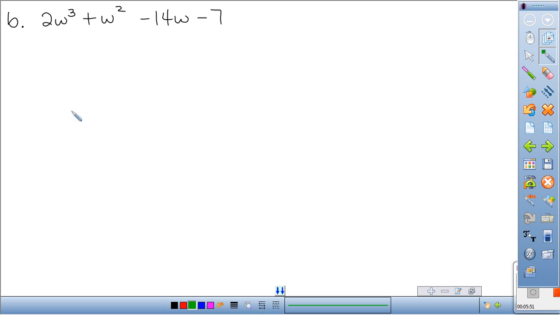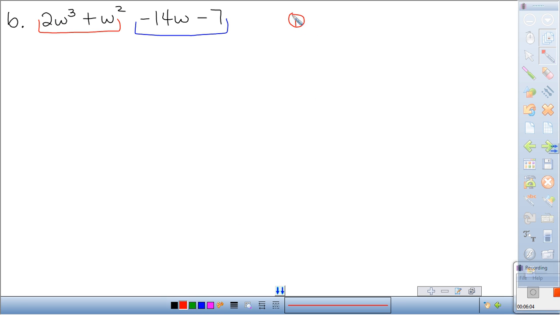All right, let's try another. So we're doing the same steps here. The first step is always group your terms. So group your first two terms together and group your last two terms together. Then find your GCF. So the first is group first two terms and last two terms.